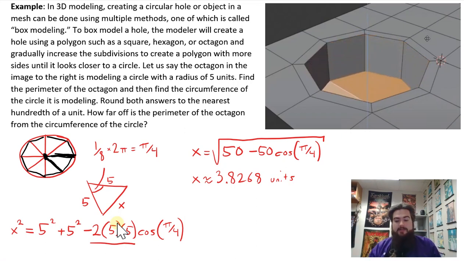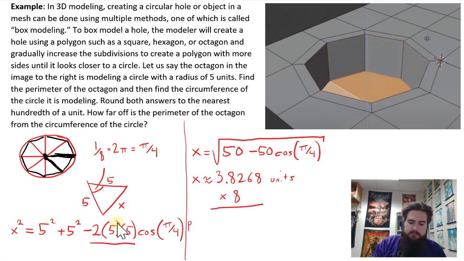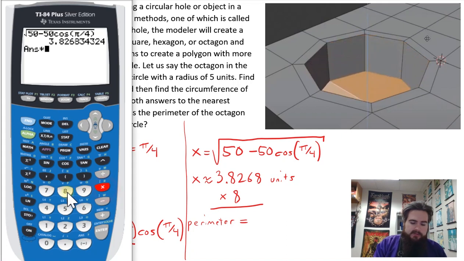The perimeter then would be all of these outside edges for each triangle in this octagon, of which there are 8. So we have this triangular image repeated 8 times, which means that we simply need to take this outside edge and multiply it by 8 in order to get the perimeter. So I will multiply that previous value by 8. That gives me 30.6147.